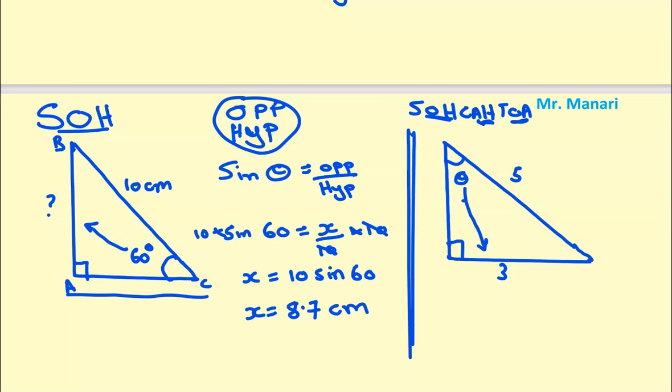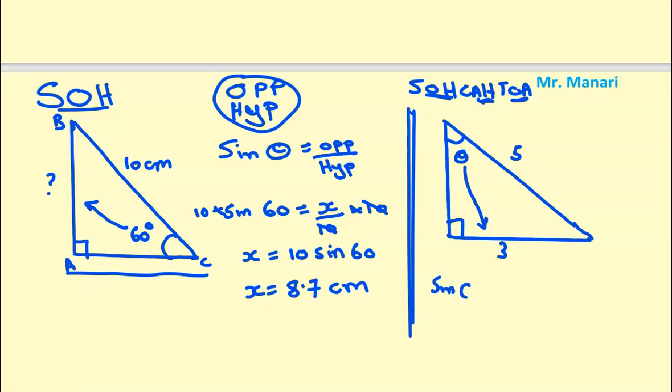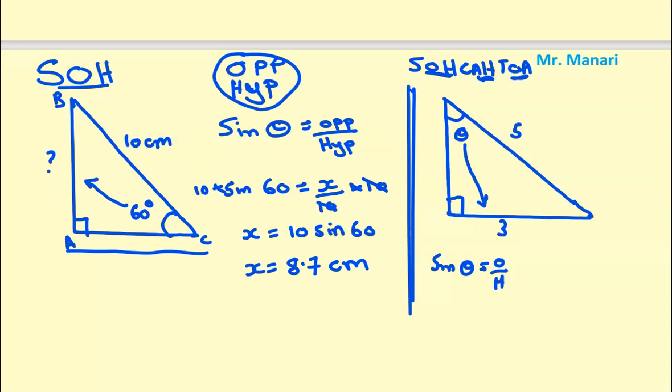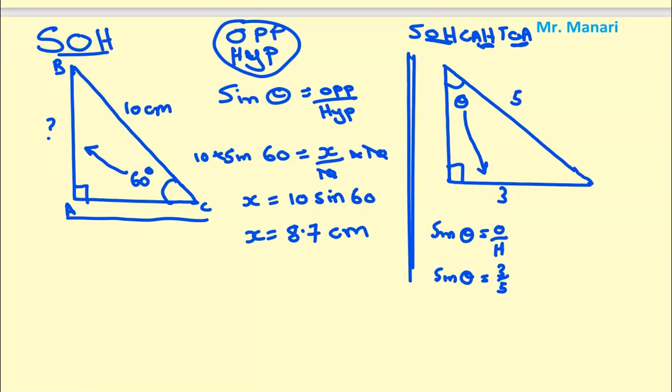The hypotenuse is the longer side, and the adjacent is just the side which is linking the hypotenuse and the angle. Because we are looking for the angle, sine theta is equal to opposite over hypotenuse. Our opposite is 3, so sine theta is going to be 3 over 5. The opposite of sine is sine inverse, so to get theta we have to take the sine inverse of 3 over 5.